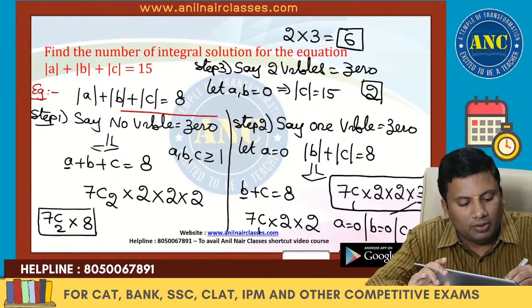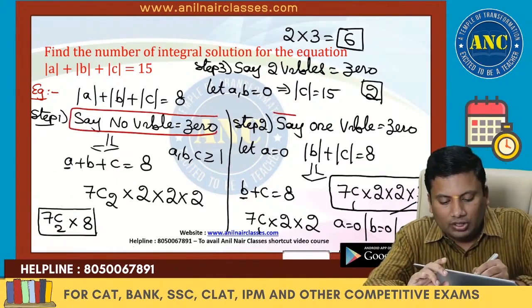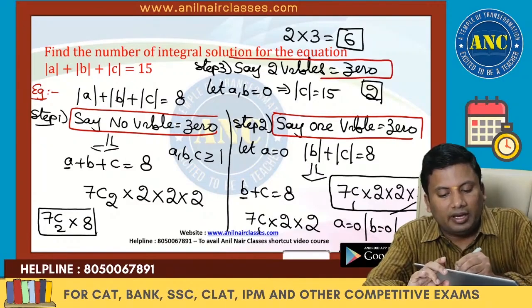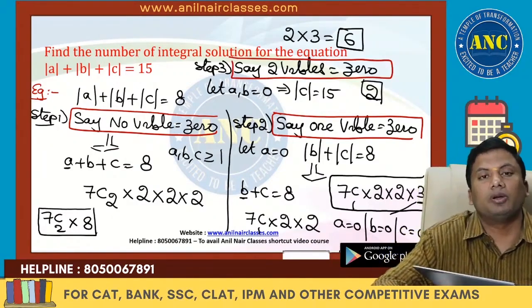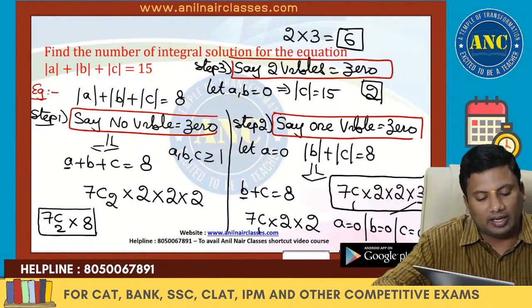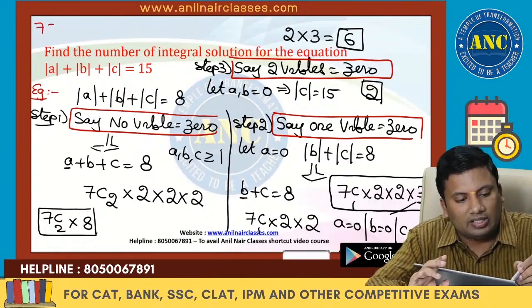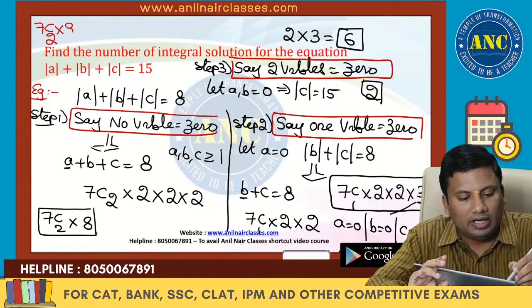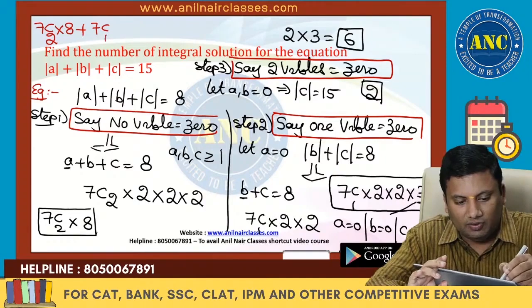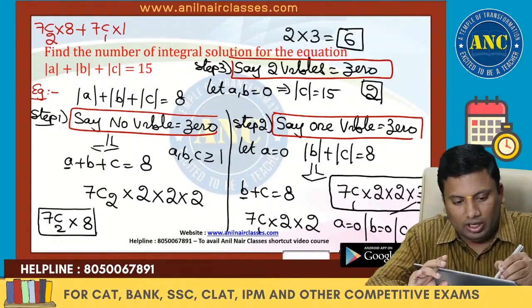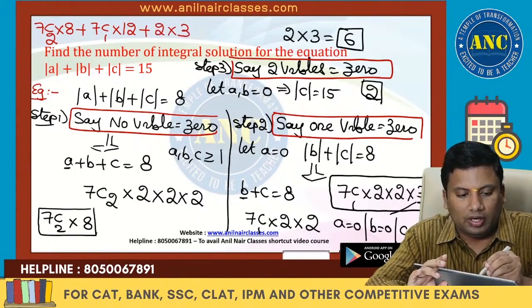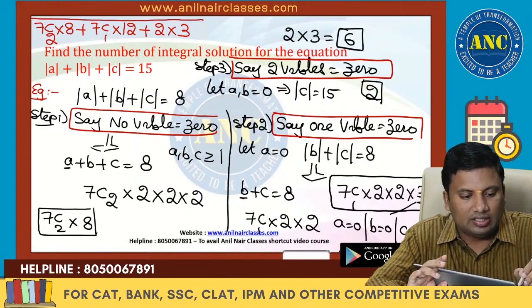Say no variable is 0, say one variable is 0, and say two variables are 0. Three variables 0 is not possible, because if all 3 variables are 0, 0 plus 0 plus 0, I will get the answer 0. So for no variable 0 the count is 7c2 into 8. One variable is 7c1 into 4 into 3, which is 84. Next is 2 into 3. This is the final answer.